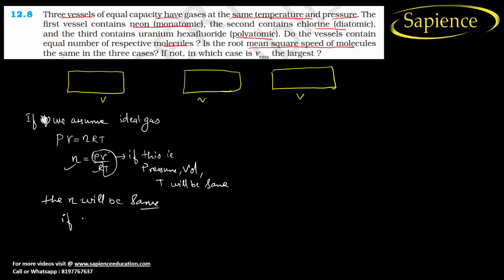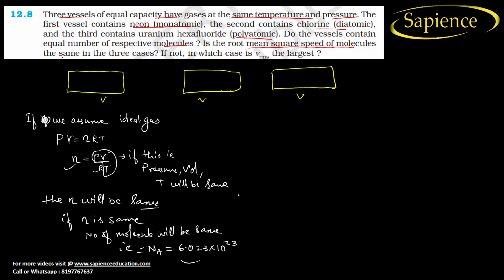And if n is same, then number of molecules will be same, and that is equal to Na, that is Avogadro number, which is equal to 6.023 into 10 to the power 23. So I hope you have understood now. In the question, they want you to assume it as an ideal gas. So the number of molecules will remain the same for all the three cases.